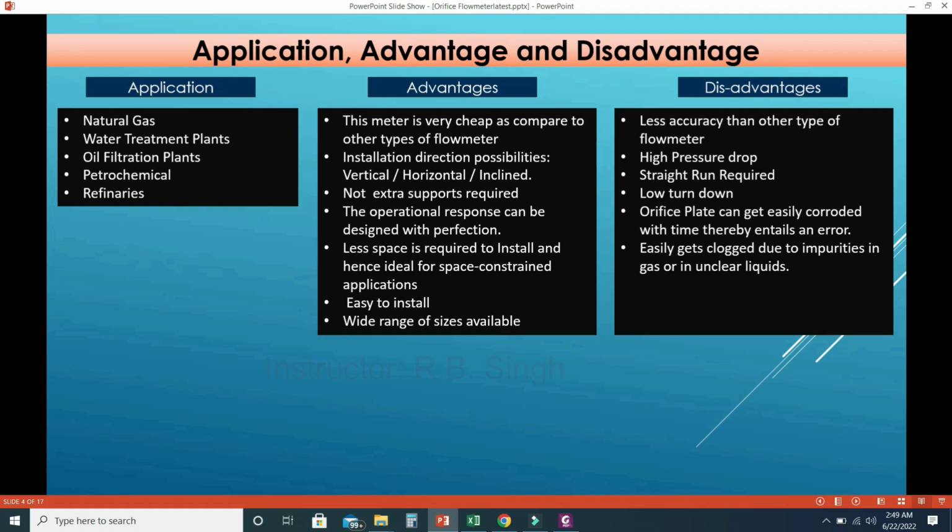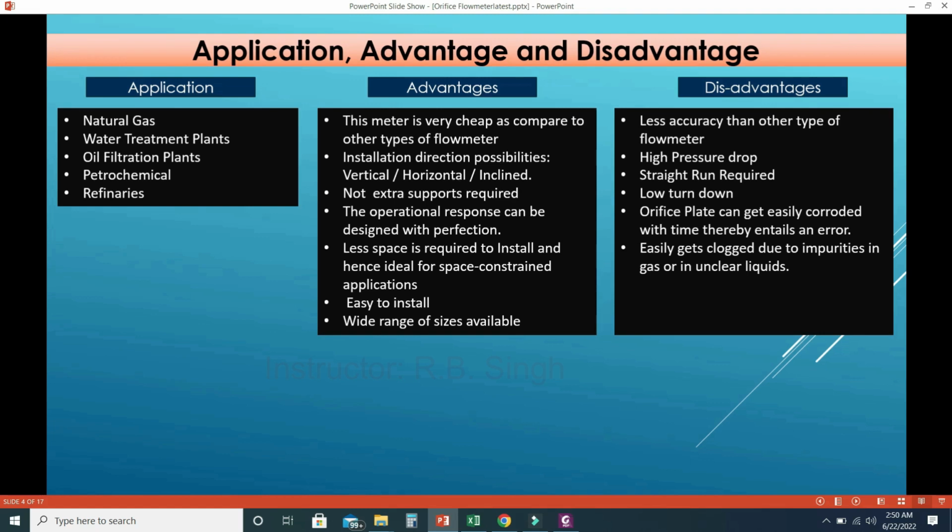Straight run requirement. For accurate measurement, straight length is required. This is a disadvantage because the straight run might not be available everywhere in the plant. Low turndown: the ratio of maximum flow to minimum flow is very low compared to Coriolis and magnetic types of meters.